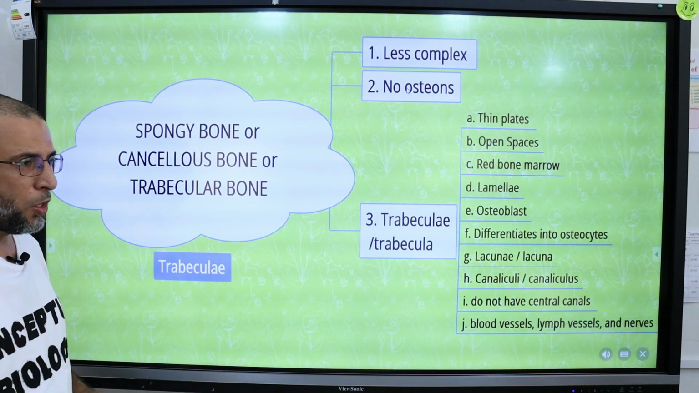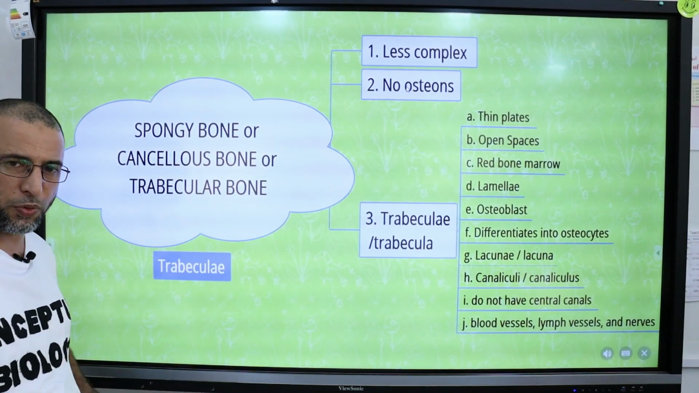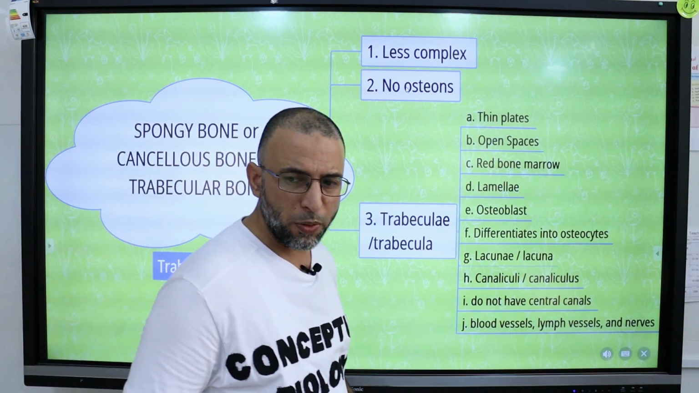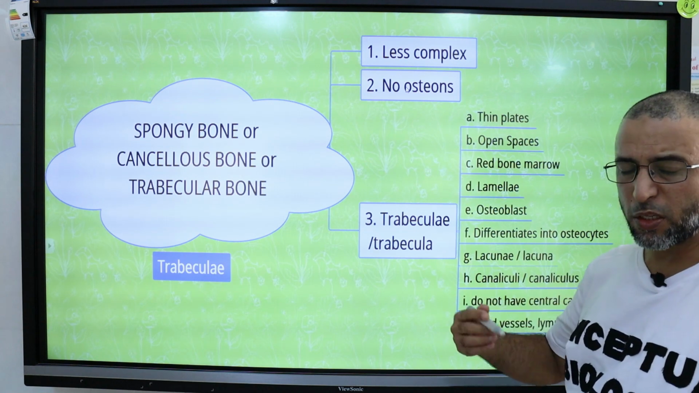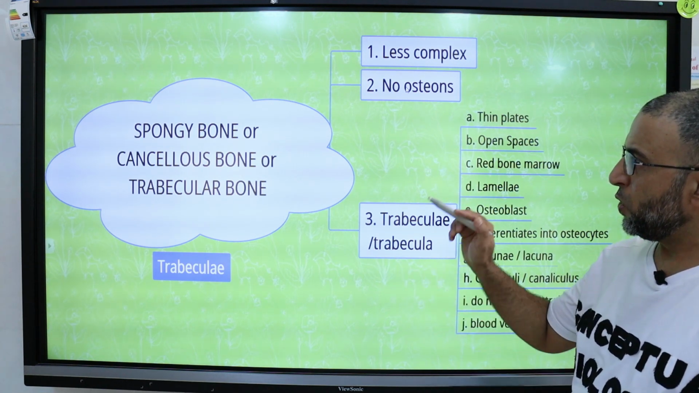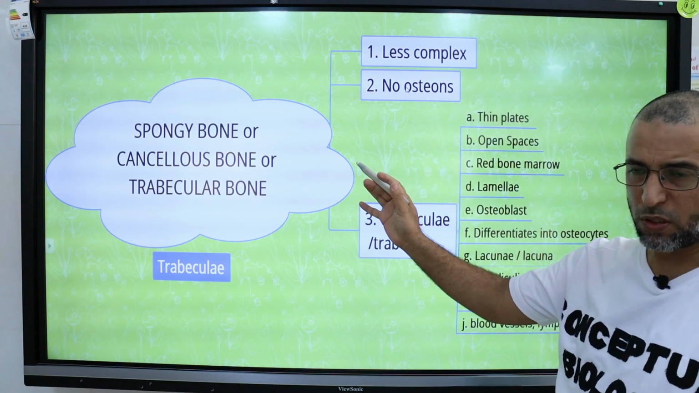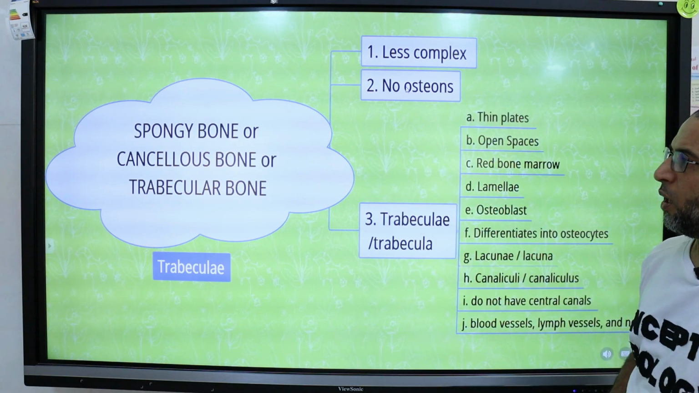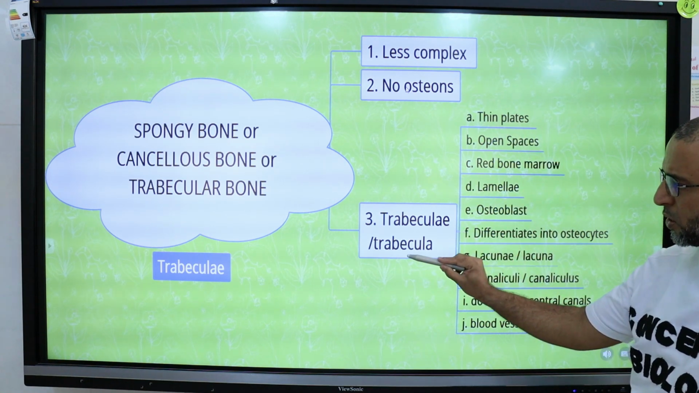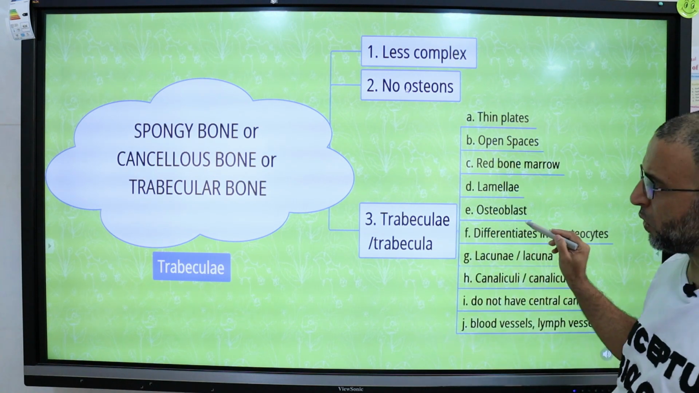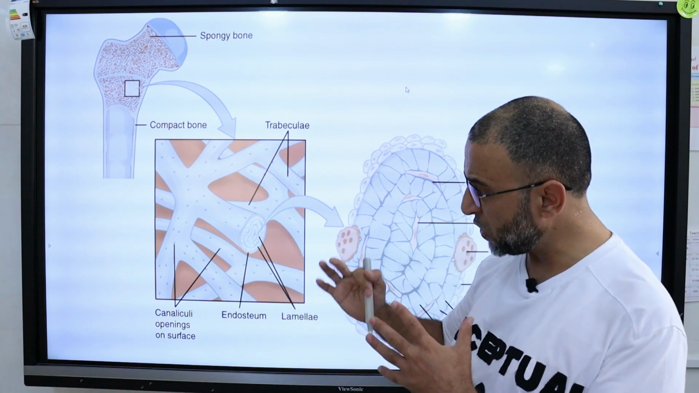Spongy bone. Spongy bone is also known as cancellous bone or trabecular bone, and its structure is less complex as compared to compact bone. Spongy bone does not have osteons. So, osteons are absent from spongy bone, and spongy bone has thin plates which are called trabeculae. The singular is trabecula, the plural is trabeculae. So, these are the thin plates which constitute the spongy bone.